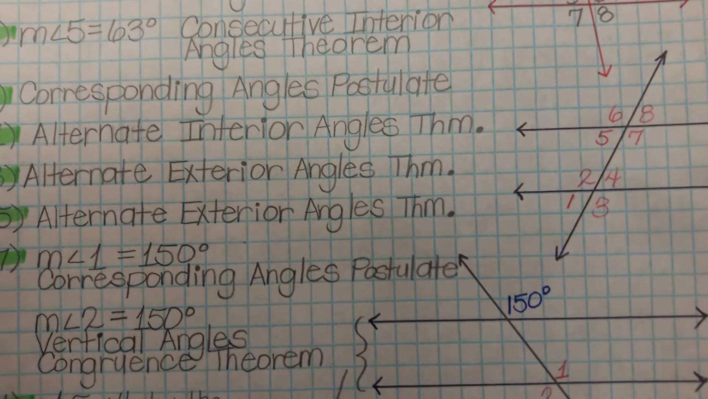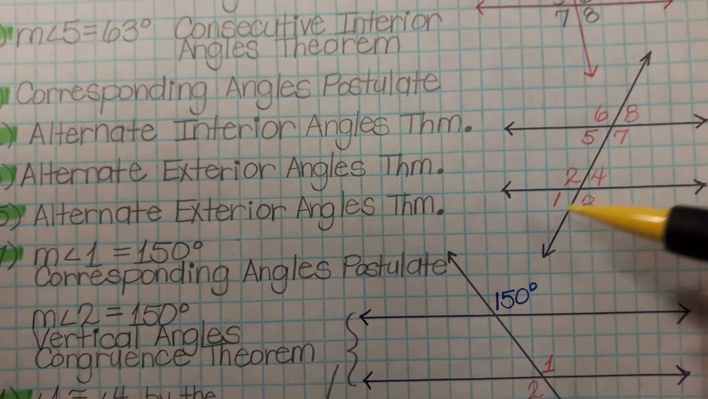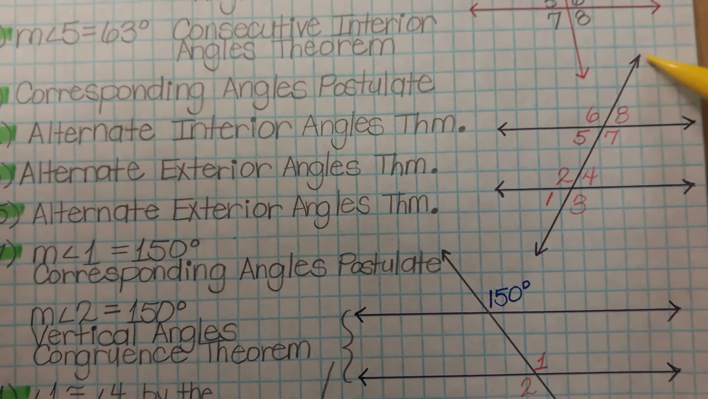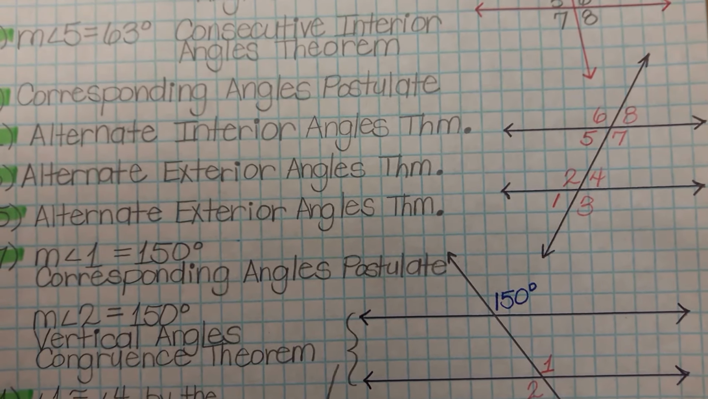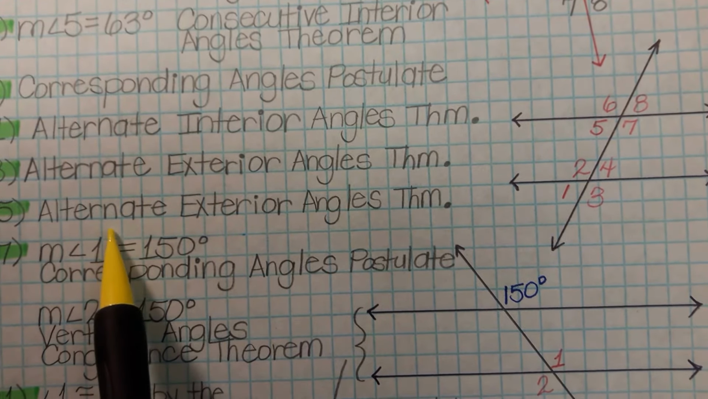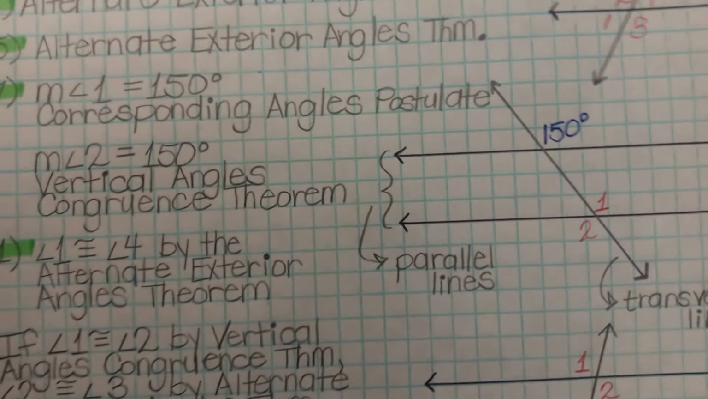Number 15, it says that angle 1 is congruent to angle 8. Again, they're on alternate sides of the transversal line. They're both on the outside of the parallel lines. So my answer here is alternate exterior angle theorem as well. Okay, look at number 17.